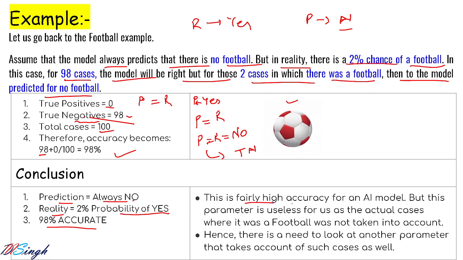This is fairly high accuracy of the AI model, but this parameter is useless for us, as the actual cases where it was a football were not taken into account. Hence, there is a need to look for another parameter to take such cases into account, because it is predicting correctly for all the cases where there is no football, but it has not considered at least a single case where there is a football and our AI model has predicted it correctly.